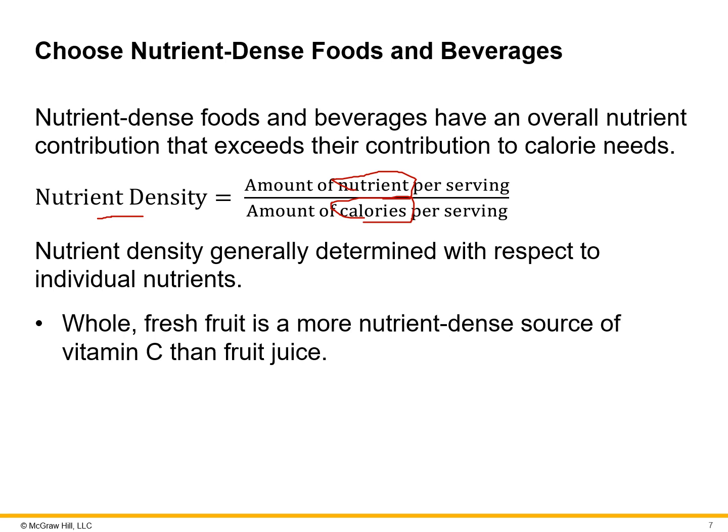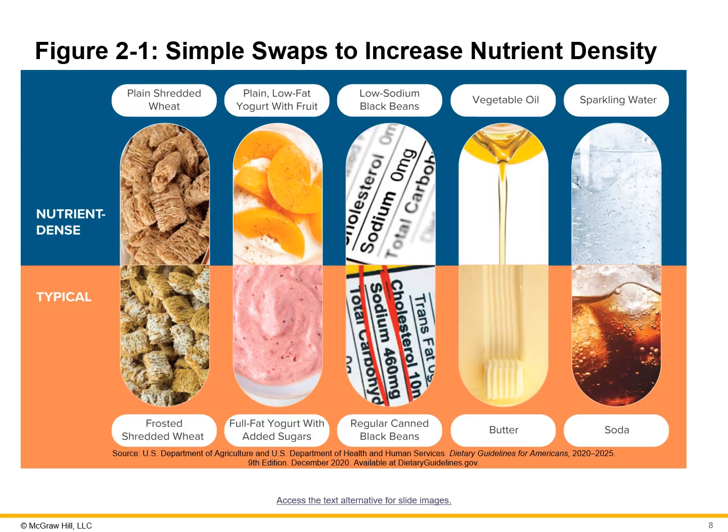So again, it's generally determined with respect to the individual nutrients. And then always whole, fresh fruit. So again, apples, bananas, all of that are going to be more nutrient dense than fruit juice, because again, there is still some fruit and nutrients in the fruit juice, but we have the added sugar that's in there, so that increases the calories and it makes it a less dense source of those nutrients.